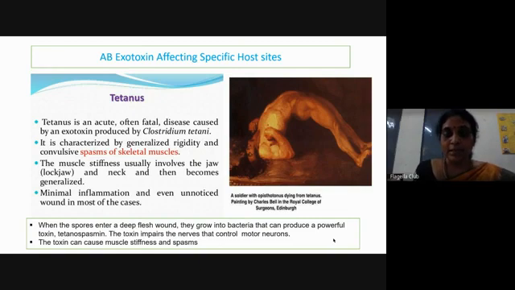And here, the tetanus is mainly caused by the toxin produced by Clostridium tetani, and the toxin we call it as tetanospasmin. And when the spores of the Clostridium tetani enter into deep flesh of wound, they grow into bacteria that can produce a powerful toxin called tetanospasmin. And this toxin impedes the nervous system, especially the motor neurons. So because of that, the patient suffers with the stiffness of the muscle and it leads to the death.